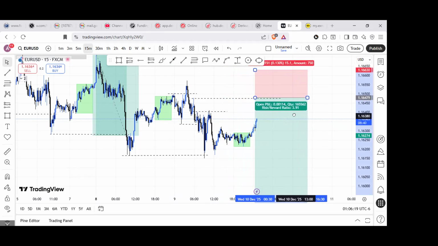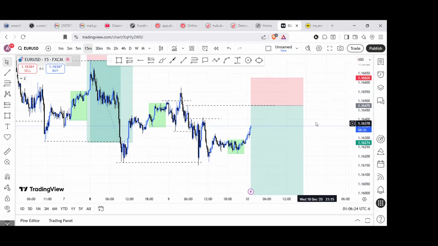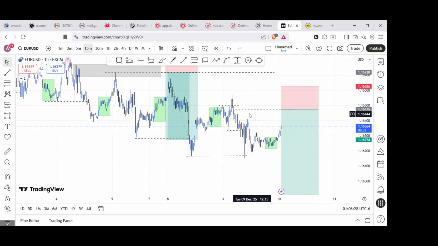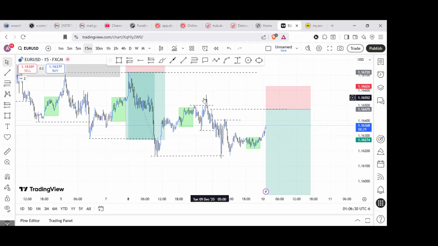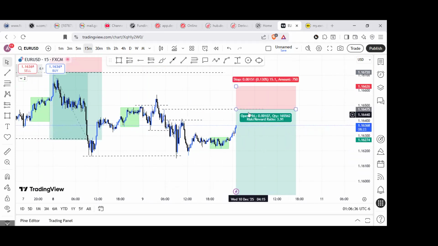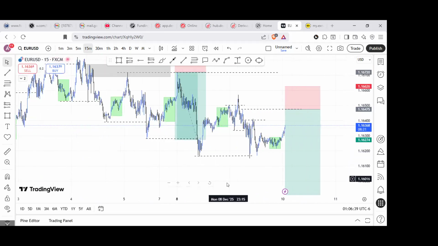So right now on Euro USD, this is what I'm anticipating. I'm anticipating this move. This is the trade I'm anticipating. We have the sweep, the change in character, inducement or liquidity. Price comes and taps it, then we'll get the sell. Let's see how it goes.